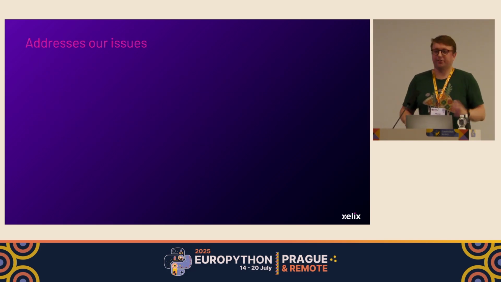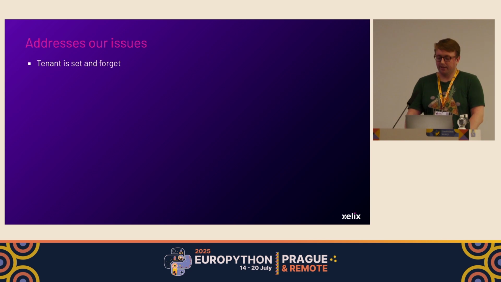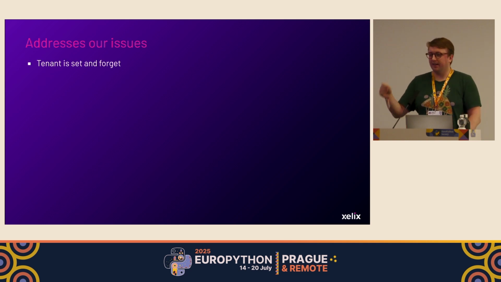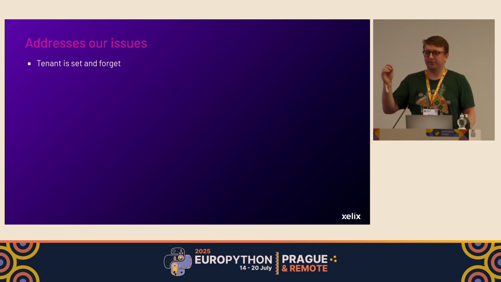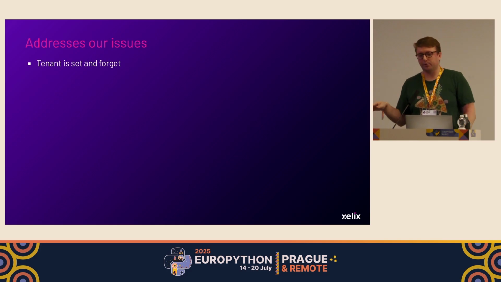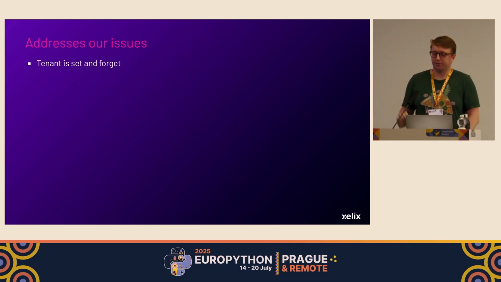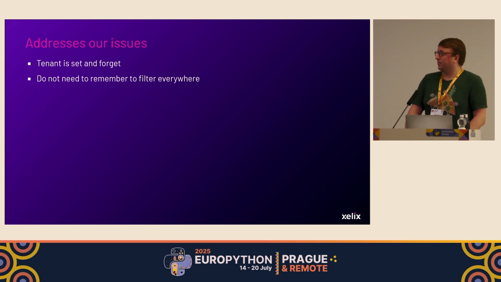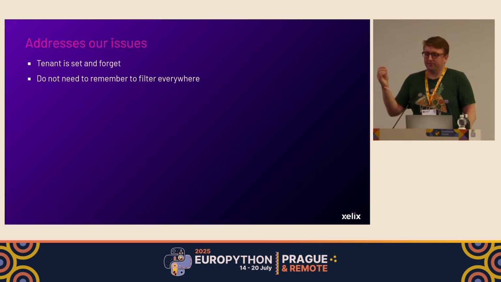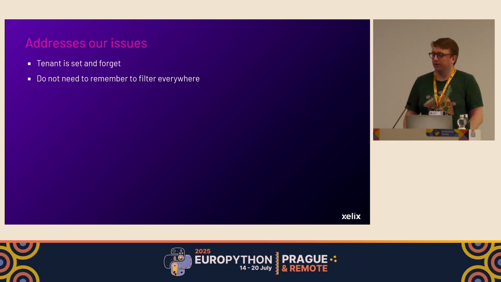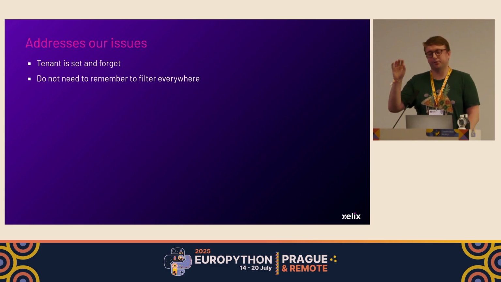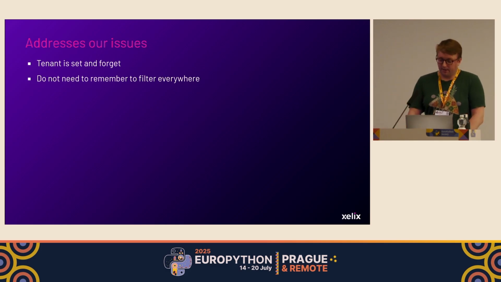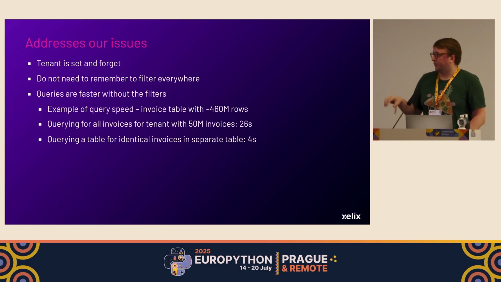So this addresses some of our issues that I highlighted before, right? Once you set the tenant, you then don't really have to think about setting the tenant again. All of the SQL queries will be routed to the correct schema. You don't need to filter everywhere, right? Because we don't even need to have a foreign key anymore in the database table to the tenant because it belongs to the one schema. And the queries are a lot faster without the filters.